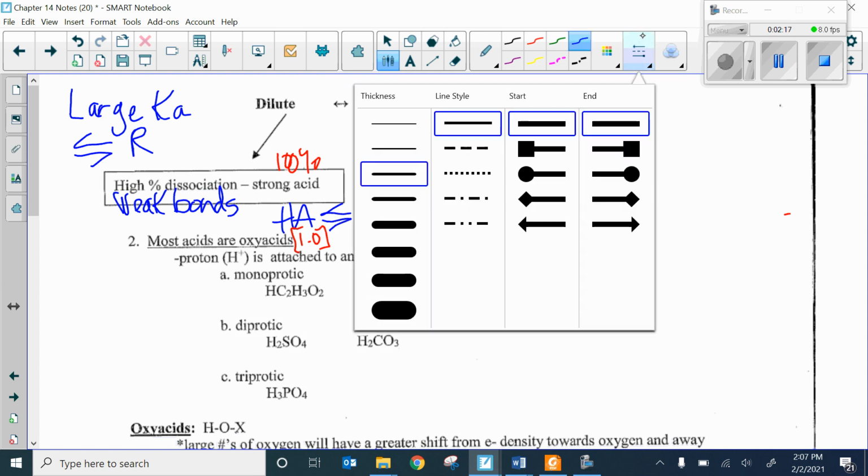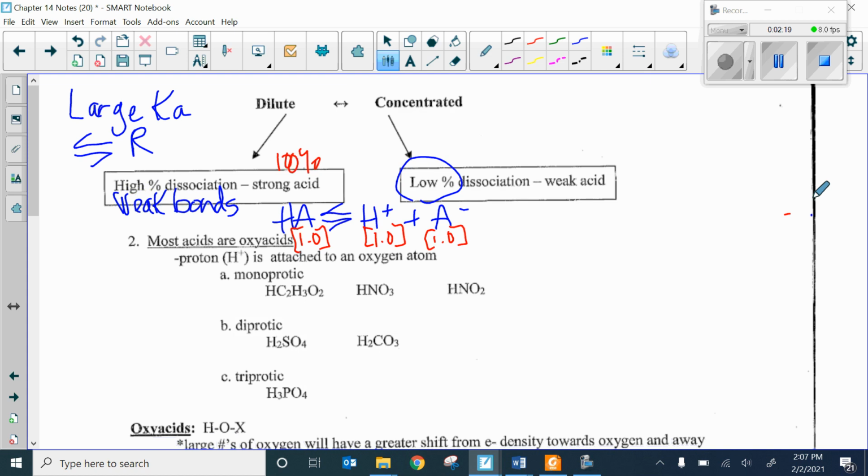Now, this is not going to be true for something that has low percent dissociation. So again, if I have this, I do not know how much it is actually dissociating. So here, we need to use our ICE tables that we learned in the last chapter. And that's what we'll develop here.